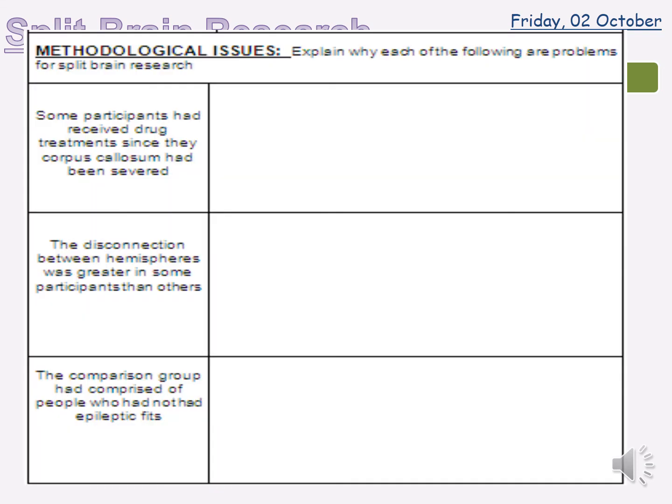So, in terms of the methodological issues, what I'd like to do now is pause the video and explain why each of the following are problems for split brain research. So your problems are that some participants had received drug treatments since their corpus callosum had been severed, the disconnection between hemispheres was greater in some participants than others, and the comparison group had comprised of people who had not had epileptic fits. Please pause the video and answer these questions.